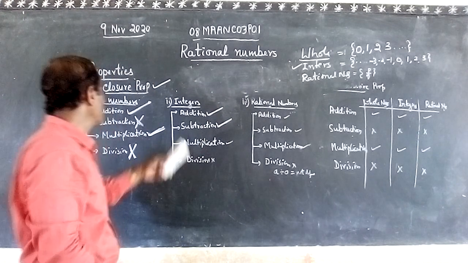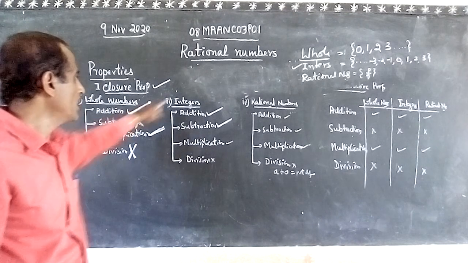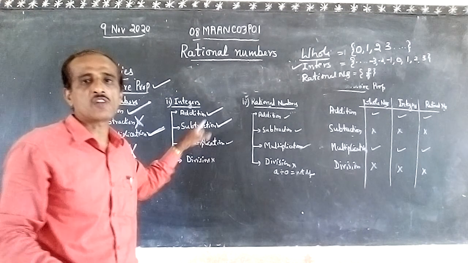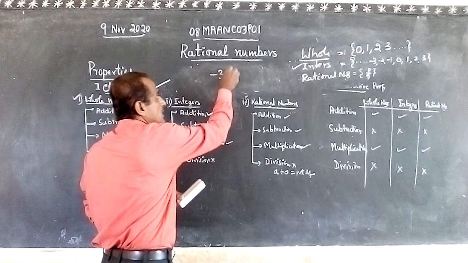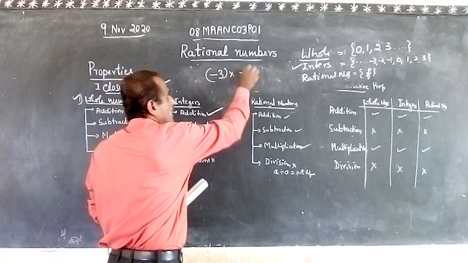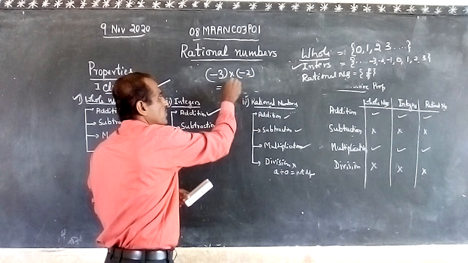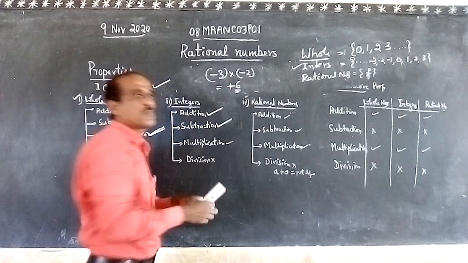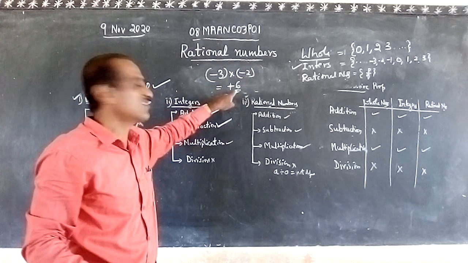Subtraction is also closed. But for whole numbers, subtraction is not closed. For integers, subtraction is closed. Now what about multiplication? If you multiply any two integers, for example minus 3 and minus 2, the answer is minus 3 into minus 2 is equal to plus 6. Minus 3 is an integer, minus 2 is an integer, plus 6 is also an integer.